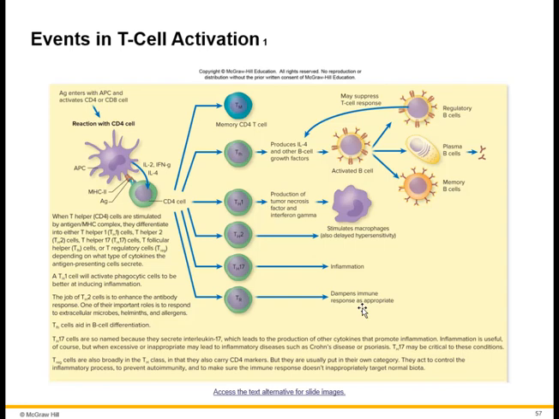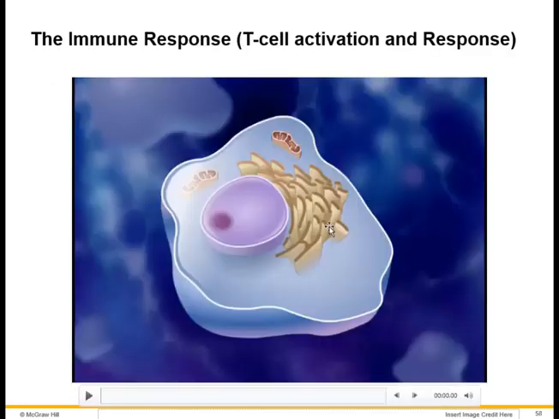It also has this dual function of preventing us from attacking our own normal microbiota. So we want that normal microbiota to be present. And it's amazing that with all these immune system cells, it doesn't attack the normal microbiota. So those are a little bit about the T cell events. And here's an animation on T cell activation and the response.